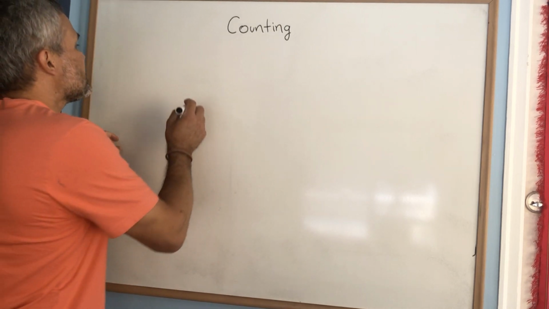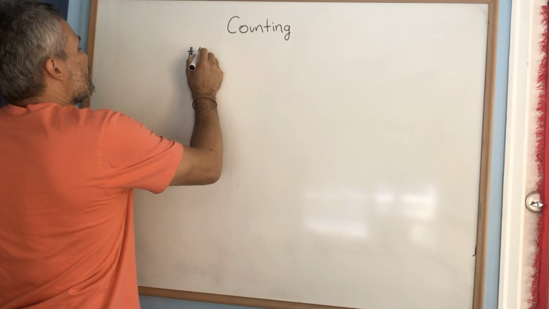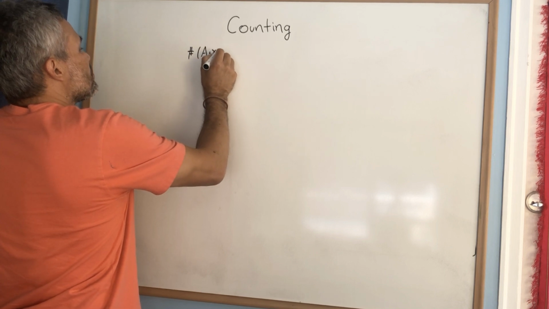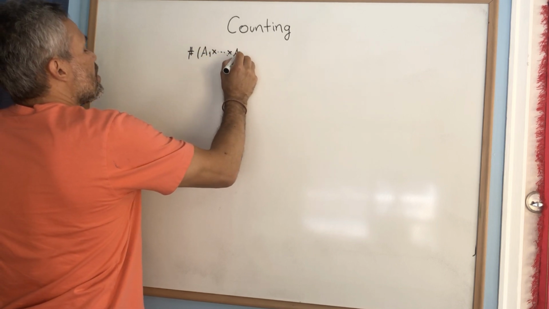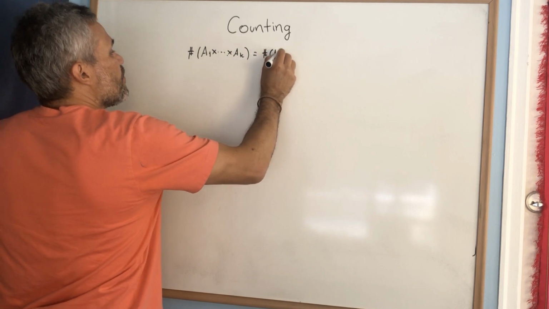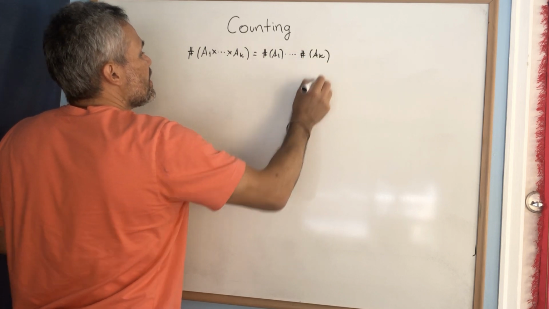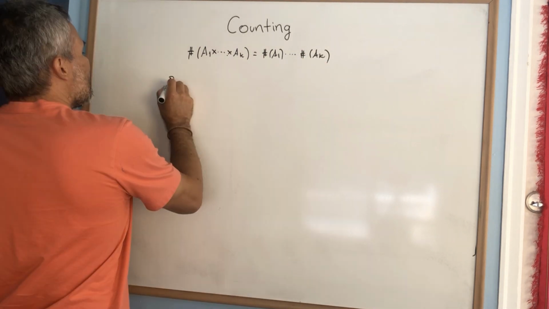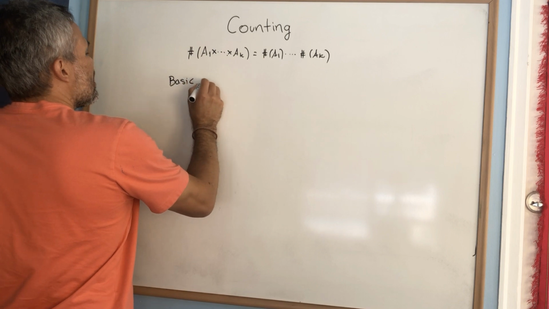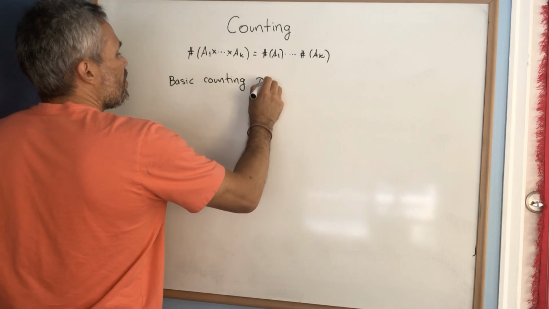We have a very nice generalization of this formula. Let me just rewrite the formula, that the number of elements of the Cartesian product is equal to the number of elements of A1 times ... the number of elements of AK, and it's called the basic counting principle.